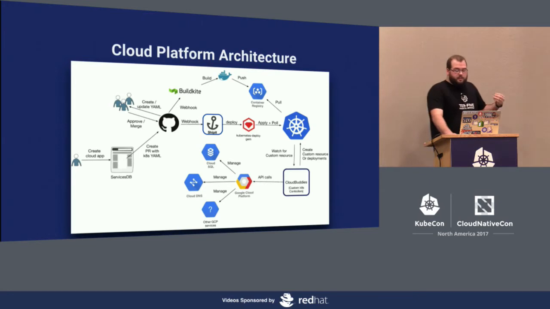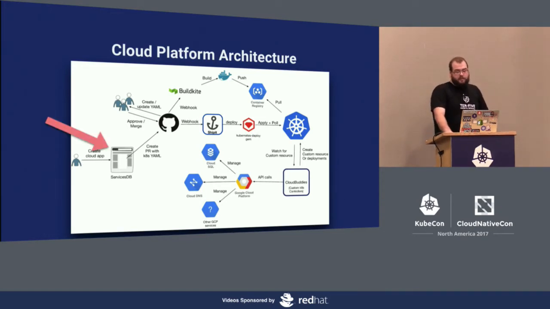So at each stage in this process, we have our traditional, I guess, everybody has a builder, right? CI and CD is not new. There's been a lot of talks on this, but there hasn't been a lot of talks on introducing security controls into those pipelines. So we're going to step through those and see what they mean. We're going to start off with ServicesDB.